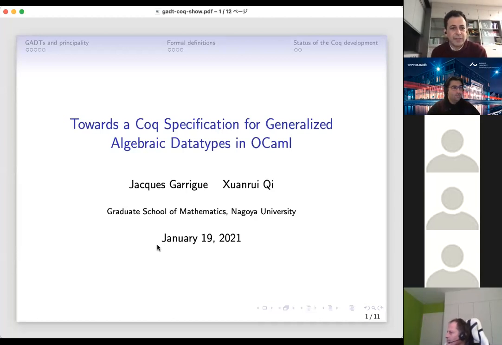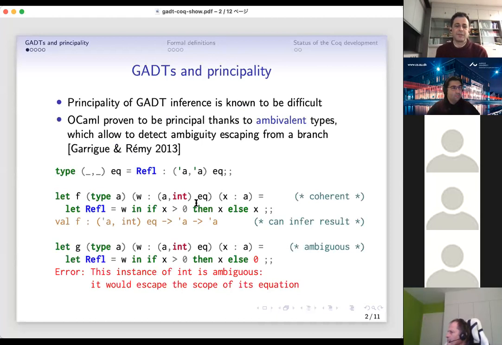This talk is about an attempt to formalize GADTs as they are implemented in OCaml. And I will try to give you a bit of context. Well, GADTs in the programming language of OCaml, a major problem is principality of inference, which is known to be difficult. In many cases, actually, languages decide just not to do anything about it. Well, they require giving full types for GADTs.